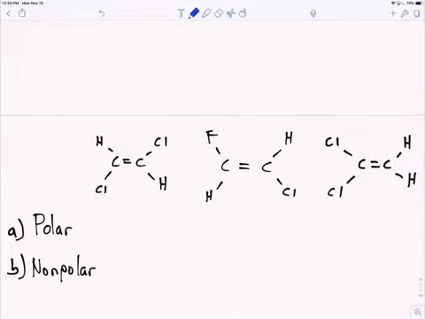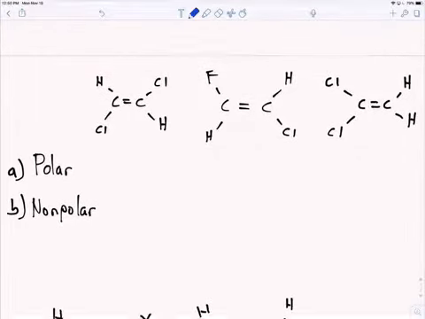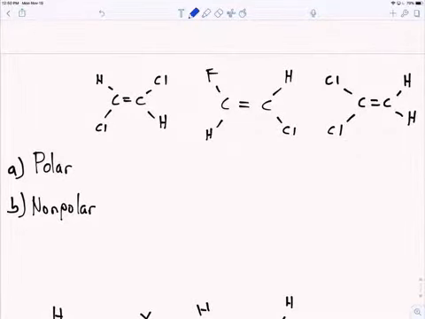Okay, but that's for future classes. Now I want you to look at these molecules, and these are all coplanar. So these atoms, they're all coplanar.